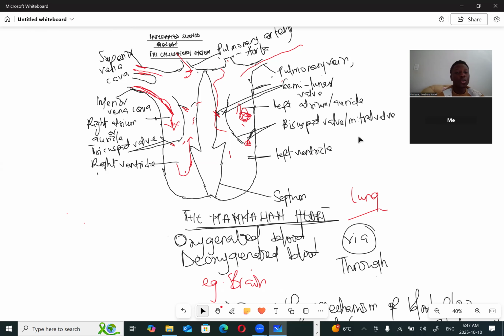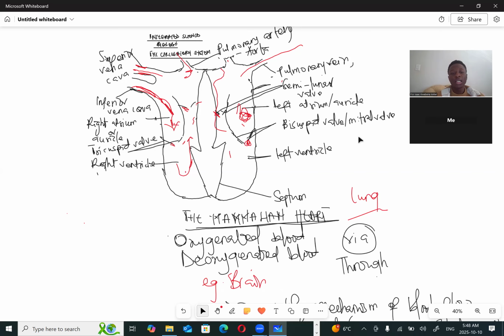And it's important to know that vena cava is coming from the word veins. Are you with me? So it's a vein, but it's a big vein. So I said it carries deoxygenated blood from the upper part of the body to the right atrium. It carries deoxygenated blood from the upper part of the body to the right atrium.